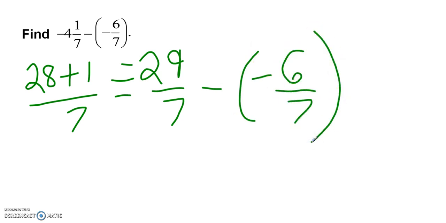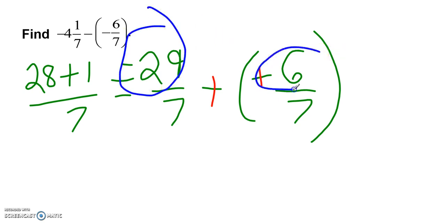Okay, and then from here I see that it is a subtraction problem, and we don't really like subtraction problems. We're going to want to make this an addition problem because that's just easier to work with. So I'm going to use add the opposite. Now I have a negative 29 and a positive 6.